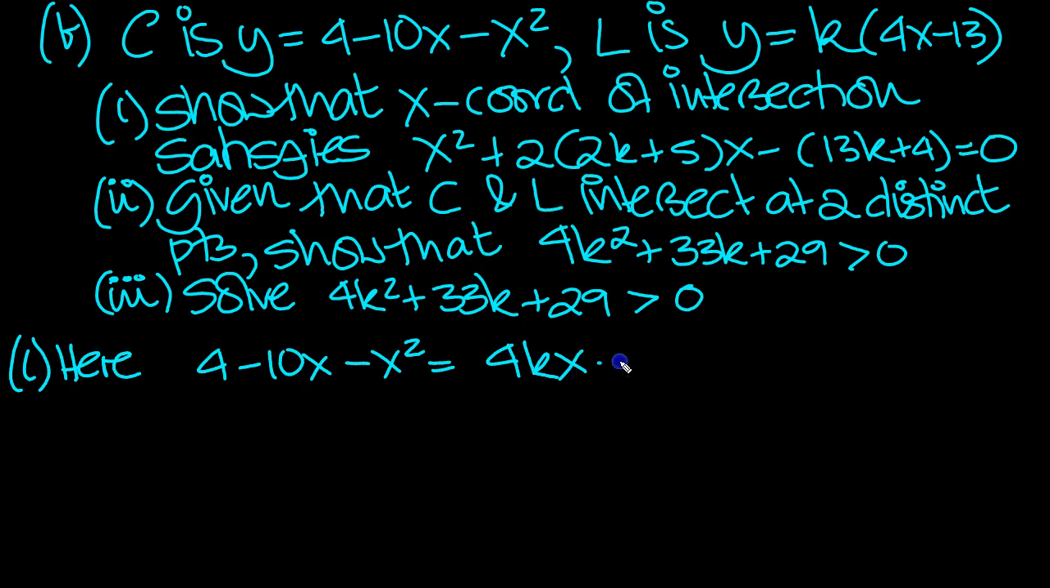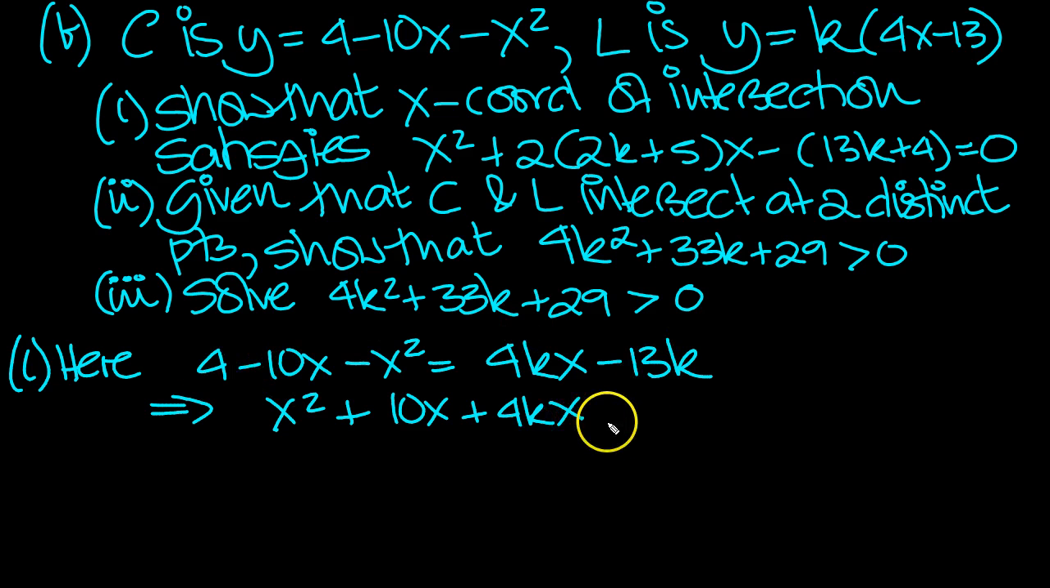4kx minus 13k. Then I'm going to move everything over to the right hand side. So this moves over to x squared. This moves over to plus 10x. There's a 4kx here already. And then move the 4 over, becomes plus 4. And there's a minus 13k there.